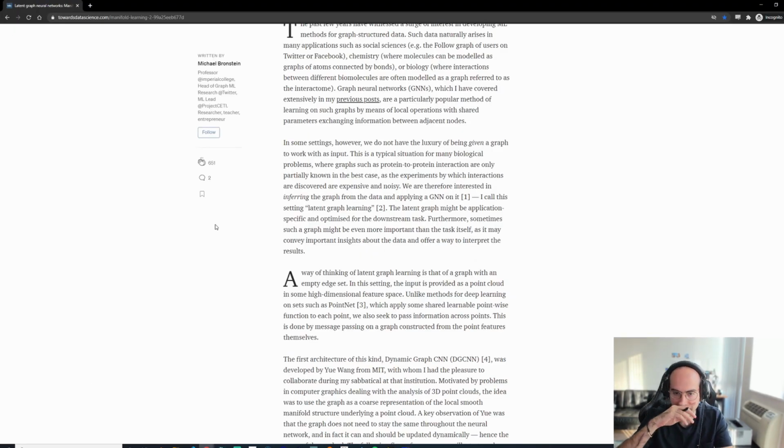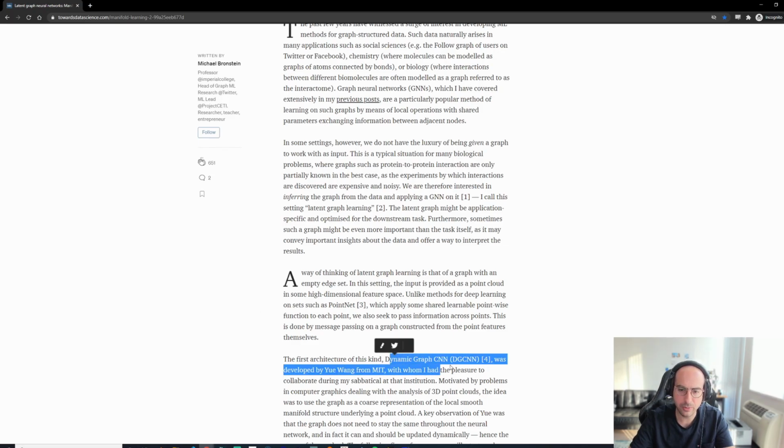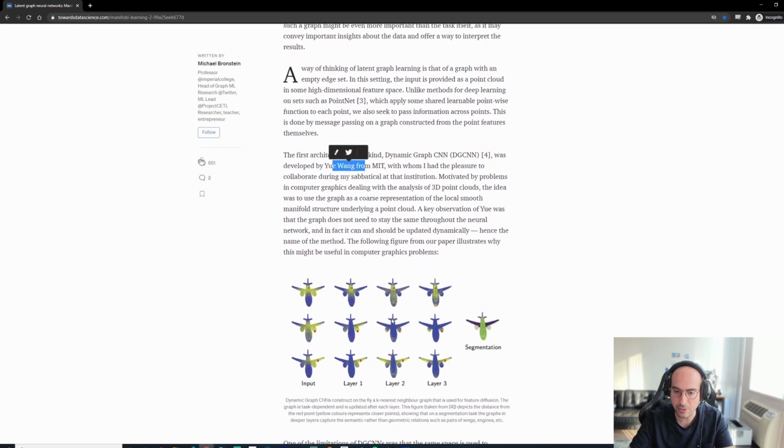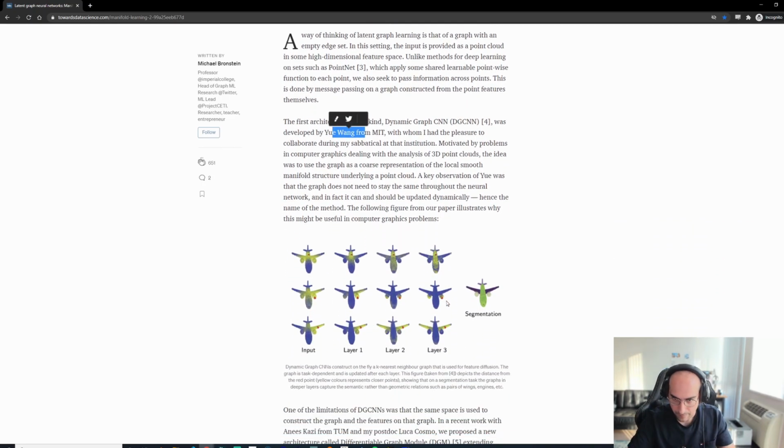But the framework we're going to see right now doesn't do this. The framework we're actually going to take a closer look at is called dynamic graph CNN. It was first developed by Yue Wang at MIT. And here you can sort of see how this works, right? The final result we want here is some sort of segmentation that looks like this.